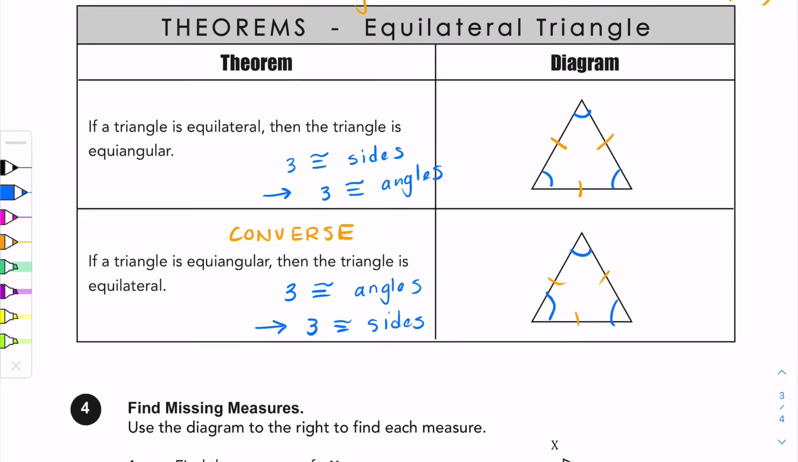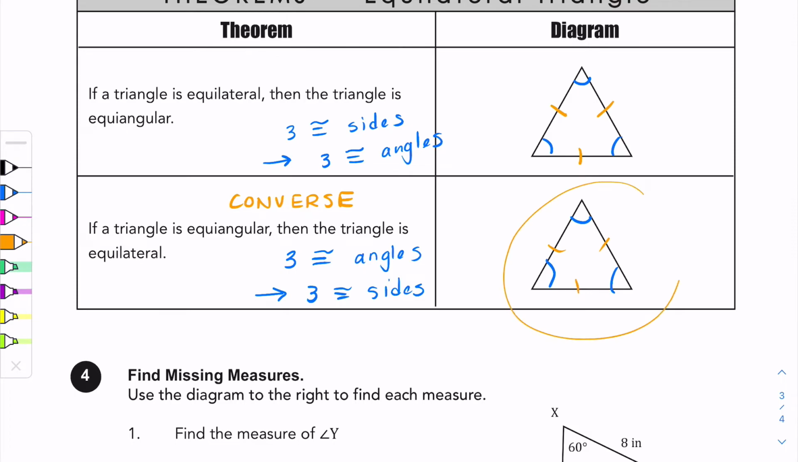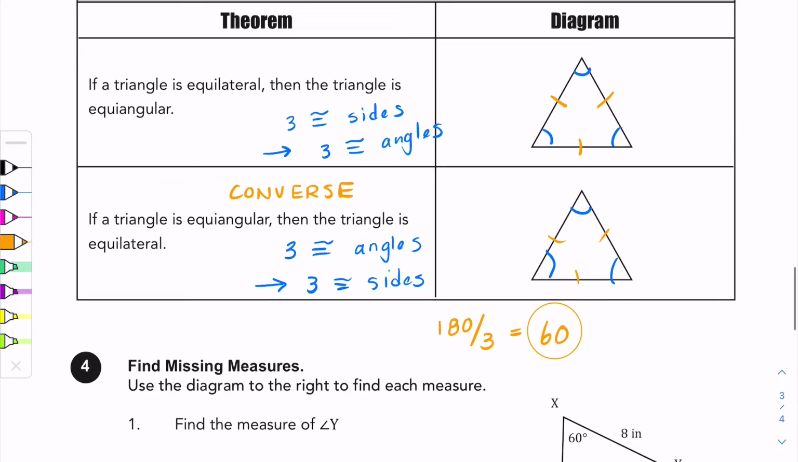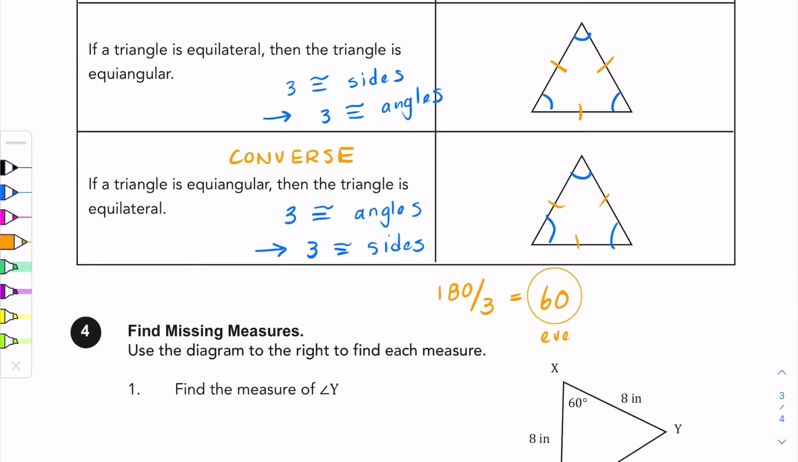And remember that the interior angles of a triangle sum to 180 degrees. If every angle in a triangle is congruent, 180 divided by 3, because there are 3 equal angles, would give you 60. So without any further information, you can automatically assume that every angle in an equilateral triangle is 60 degrees.